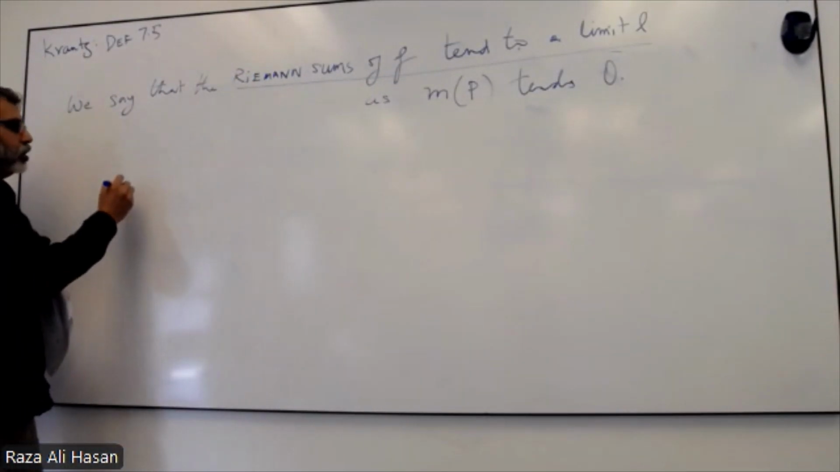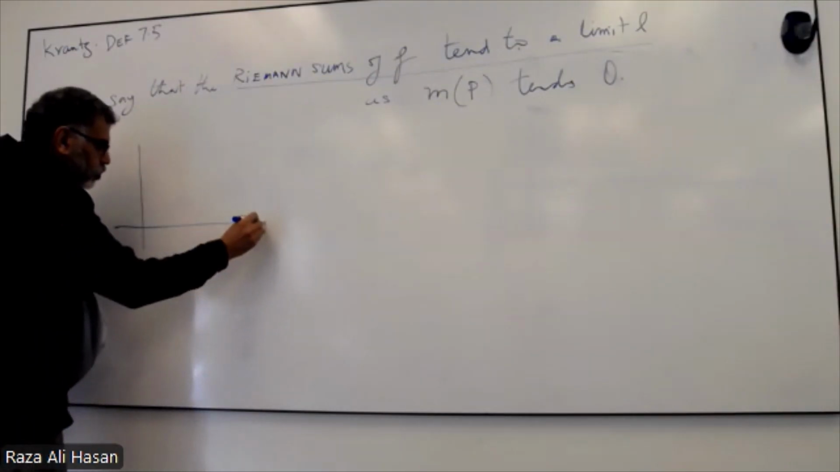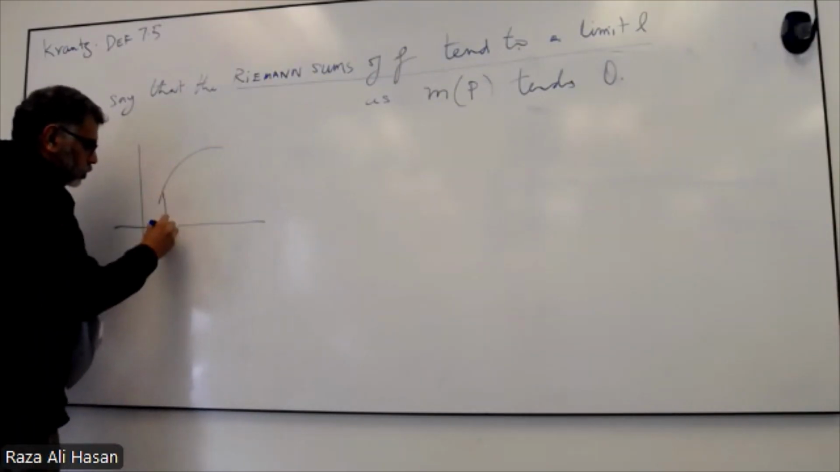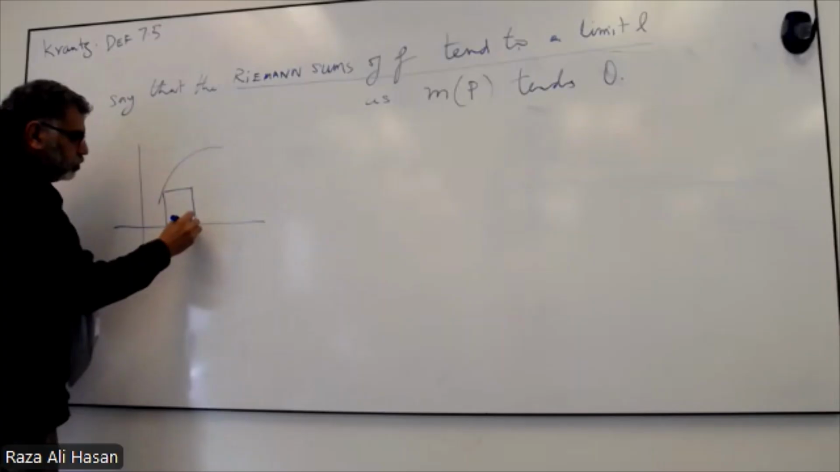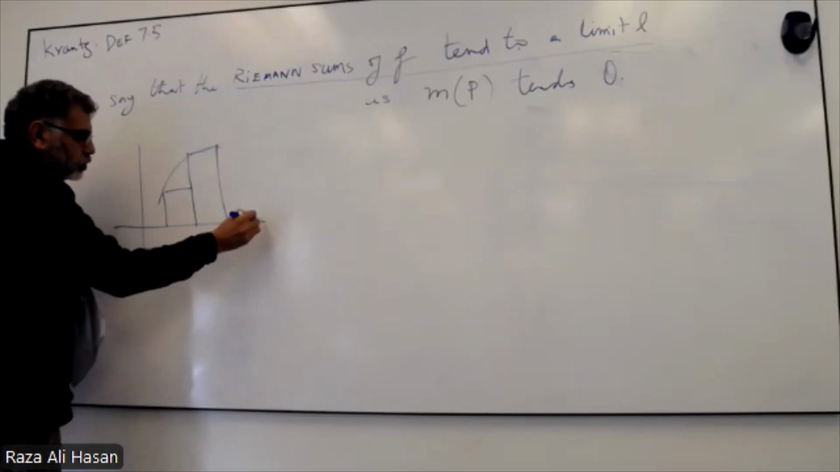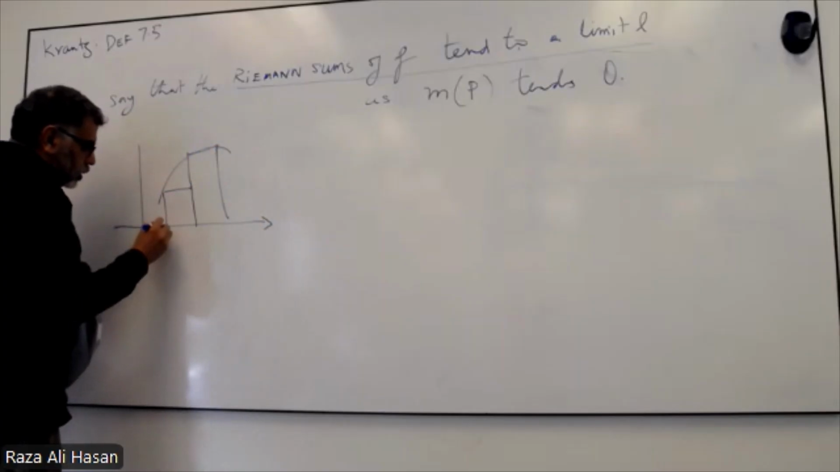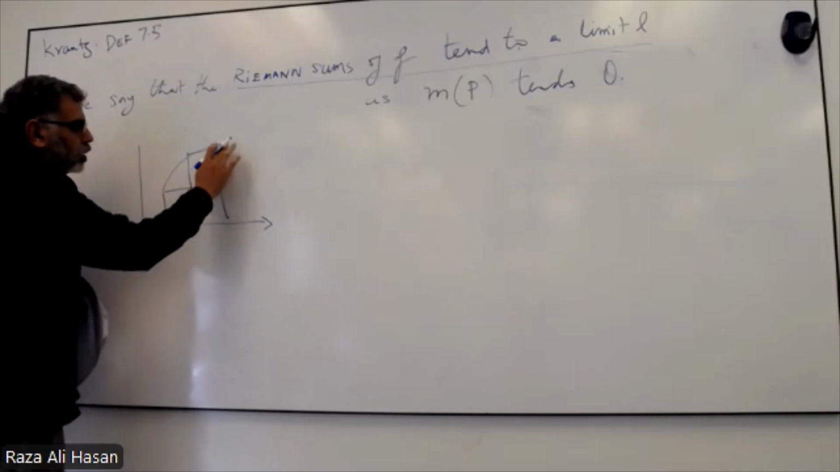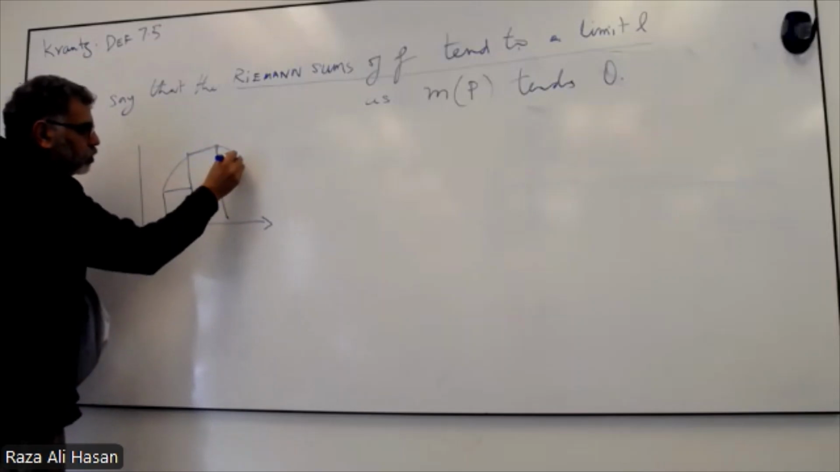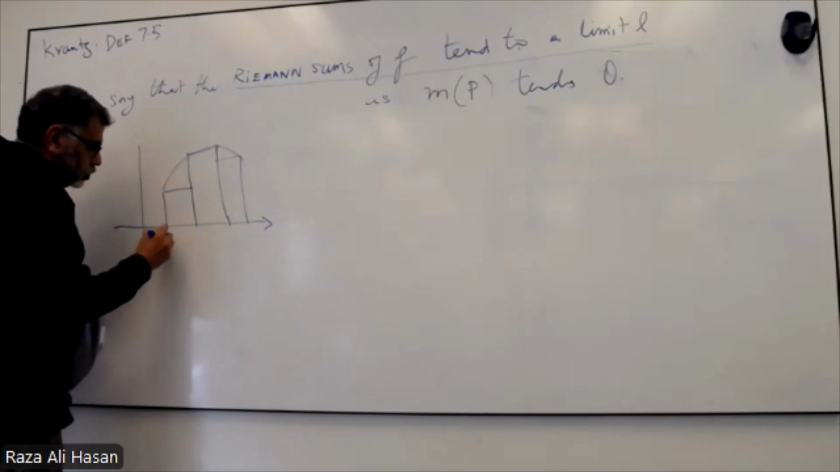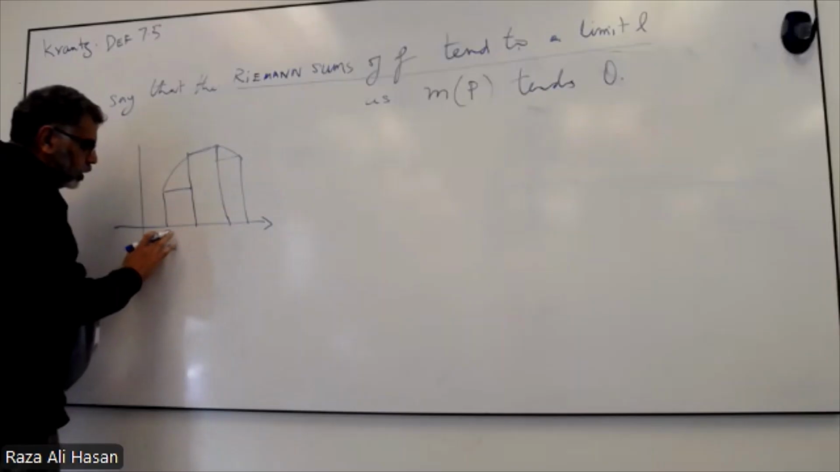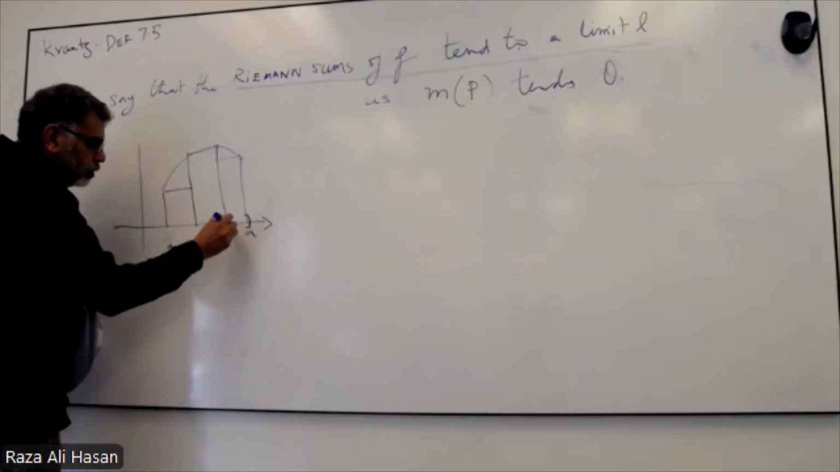So the Riemann sum was, okay, let's do this one here. This is, let's put 1 here too. A and B.